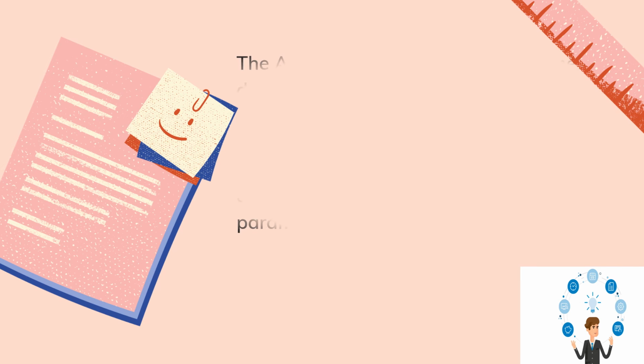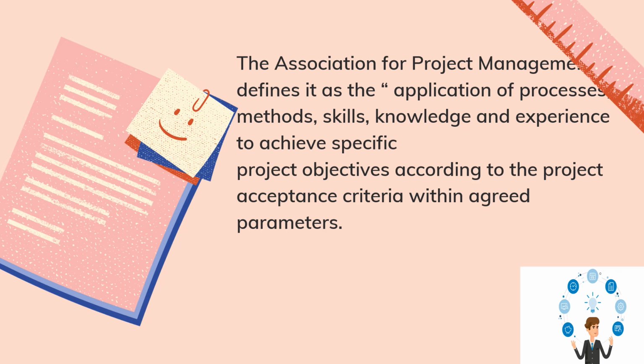Project management is also defined as the application of processes, methods, skills, knowledge, and experience to achieve specific project objectives according to the project acceptance criteria within the agreed parameters. So it's basically using what you know, using your knowledge, your skills in order to achieve what you want, to get the goals of the project.